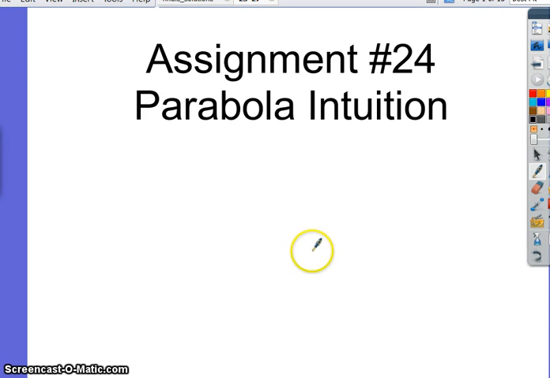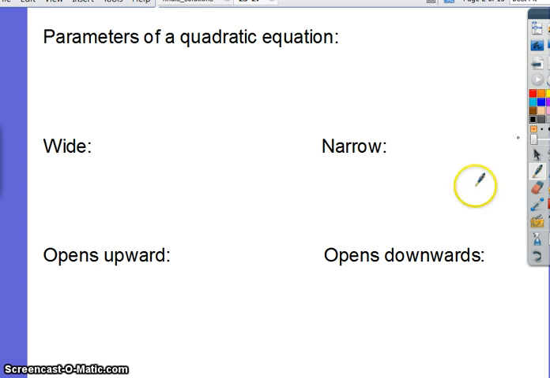Assignment 24 is parabola intuition, and we're just about done. So we've just got this one and two more, so it goes up to 26, and that'll be it for the final. Parameters of a quadratic equation.